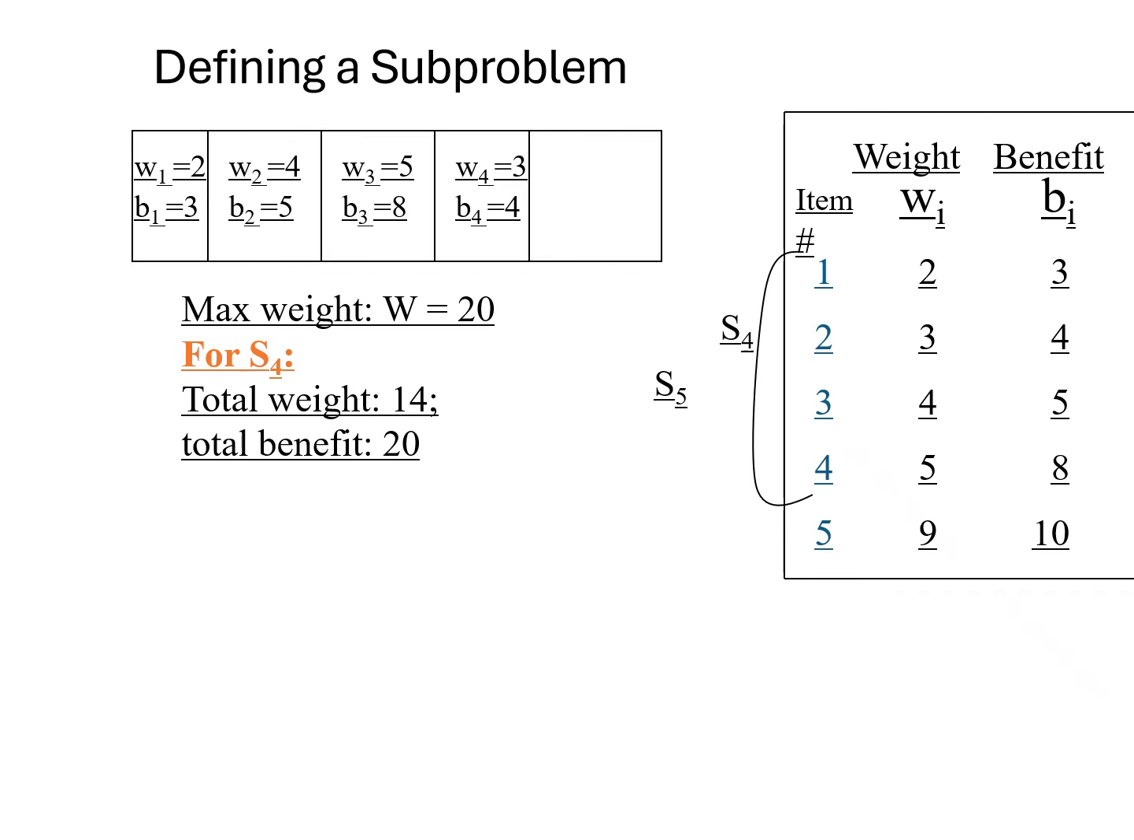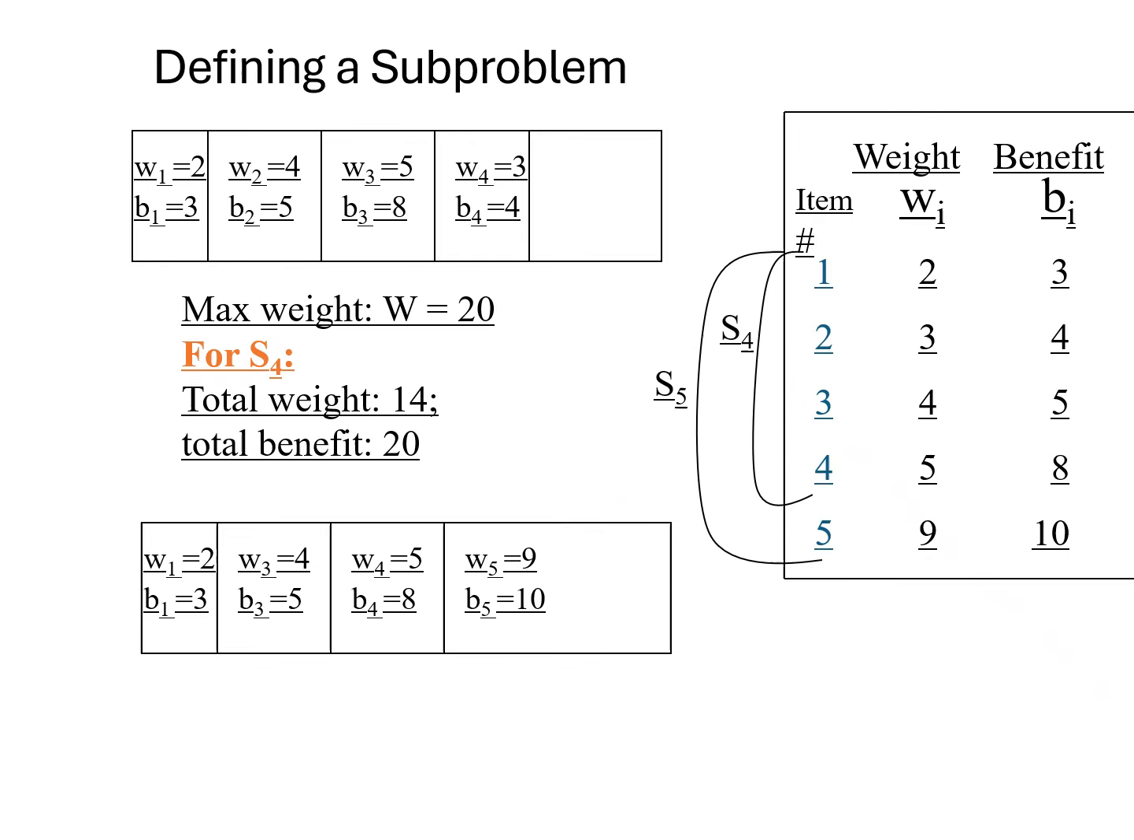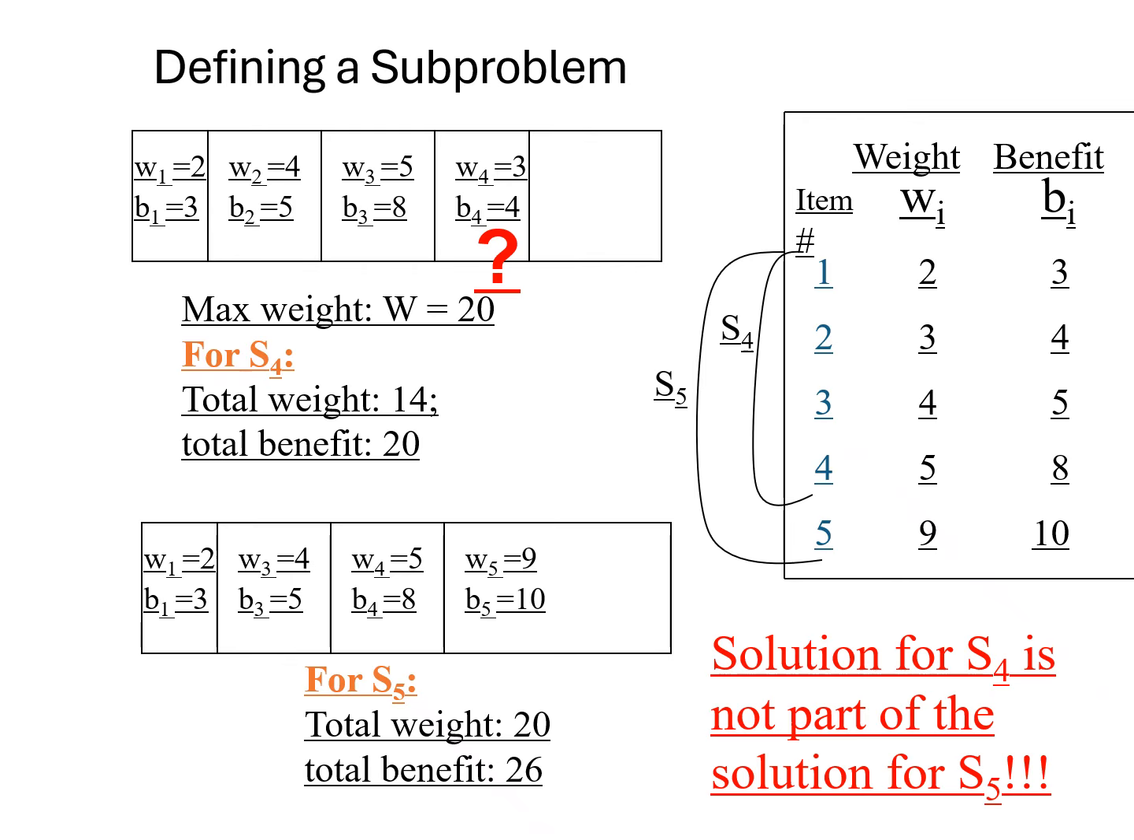When we go for the S5, that is the solution of the whole problem, we see that the solution does not have the second problem in it. It is carrying item 1, item 3, item 4 and item 5. So the maximum capacity being used is 20 and profit is 26. And we can see that this subproblem is not part of this problem. Now, the solution of S4 is not part of the solution of S5. So that is really clear here.